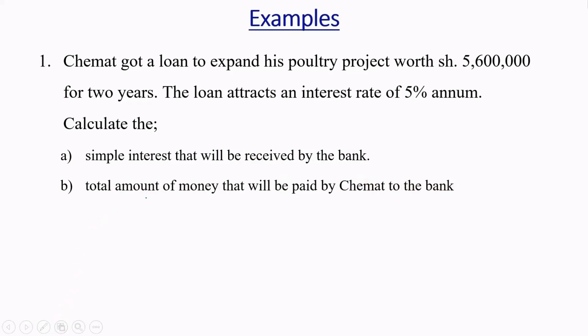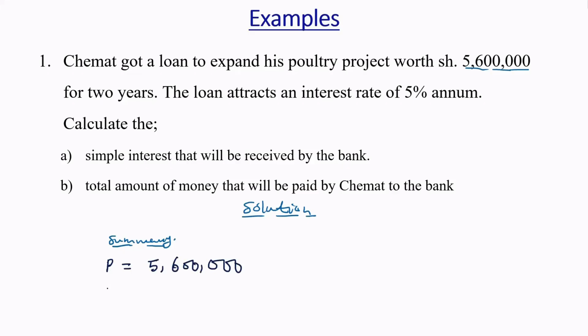So in here, let us have the solution to this question. First and foremost, as we read this question, we can realize that the principal is 5,600,000. So as a summary, the principal P equals 5,600,000. Then we can also look for the rate. The rate is 5%, and this is per annum or per year. Then let us look for time. T equals 2 years, so the time is given as 2 years.